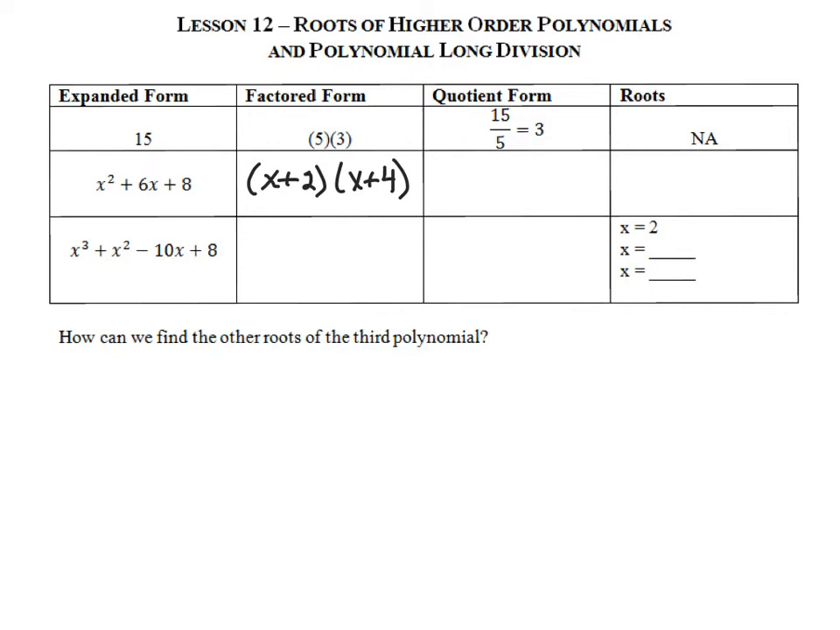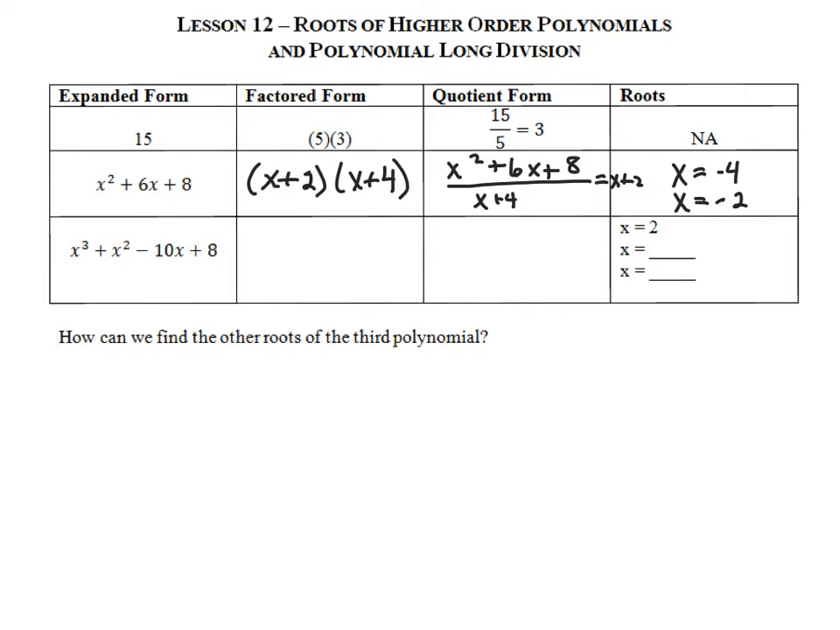Now I can rewrite this in quotient form by taking x squared plus 6x plus 8 and dividing by either of the factors. So for example, when I divide by x plus 4, the quotient is going to equal x plus 2. When I look back at my factored form, I can see that when I set those factors equal to 0, my two roots are going to be x is equal to negative 4 and x is equal to negative 2. So I think all of us could do that.